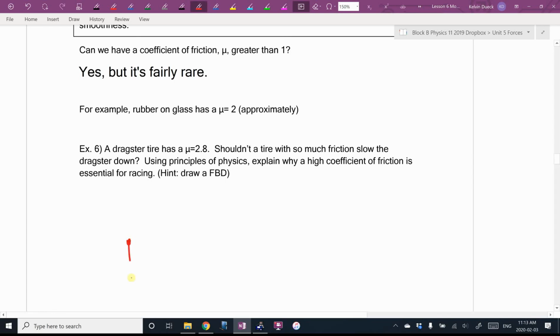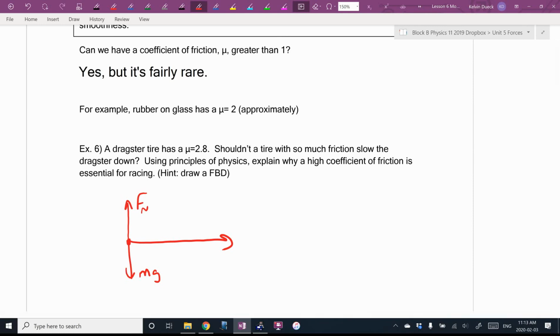Is it sinking into the ground like quicksand? Is it flying here like Superman? So there is a normal force, same size as mg. Let's assume that forward is to the right. So which way do we want this dragster to accelerate? To the right. So there has to be a force pointing that way. We would like that. What force is that?